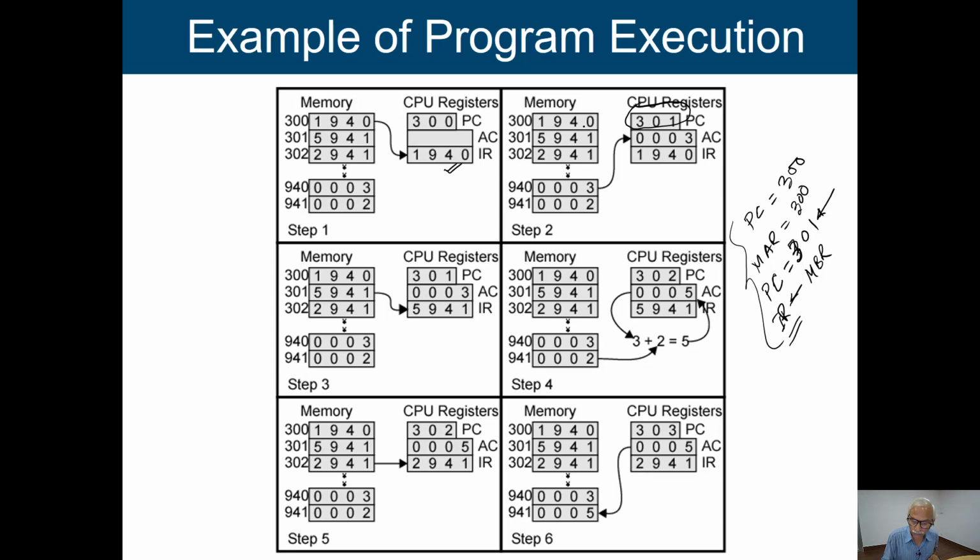Now what we are going to do in this execution phase: basically this arrow shows that, as I already said, 940 is going to give me the address of a memory location from where we are going to bring the information. So this is the 940 memory location. We are going to bring this information and place it in this accumulator register. So the contents of the accumulator register become 3.